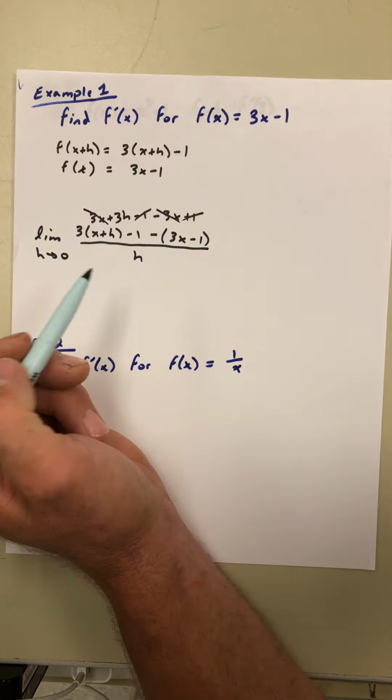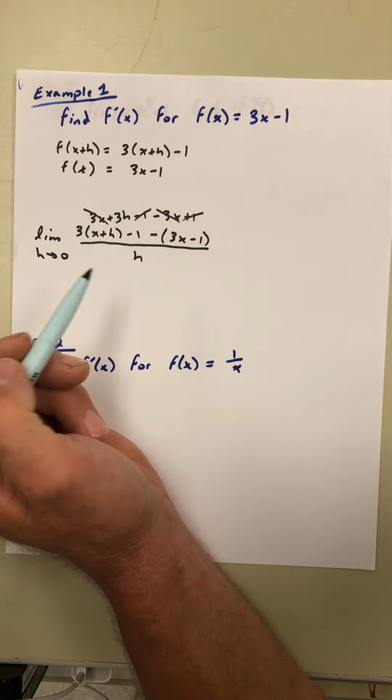Here, if I take the limit as h approaches 0 of f of x plus h, that's going to be 1 over x plus h. From that, I'm going to subtract my f of x, which is 1 over x, divided by h. Now I'm going to go ahead and simplify this. I'm going to find a common denominator for the numerator there. So I get x minus x plus h. My common denominator was x times x plus h, all over h.